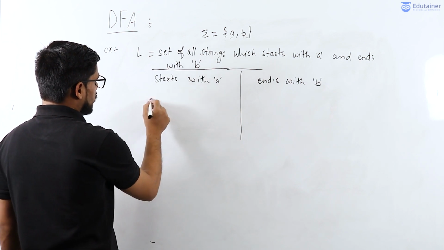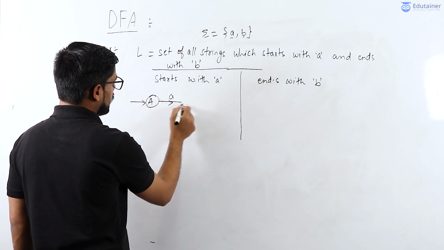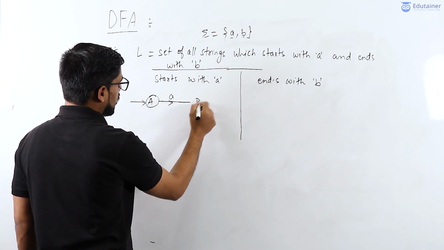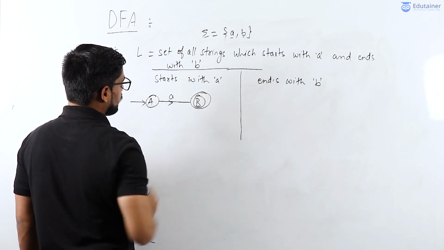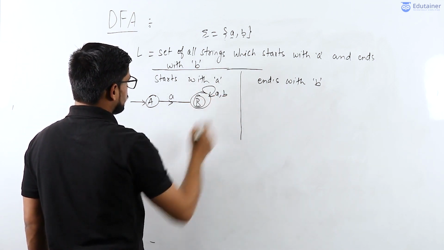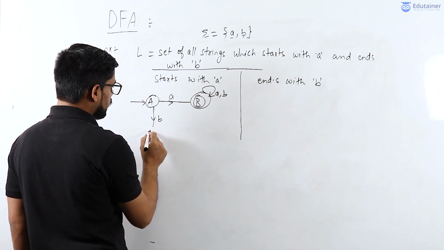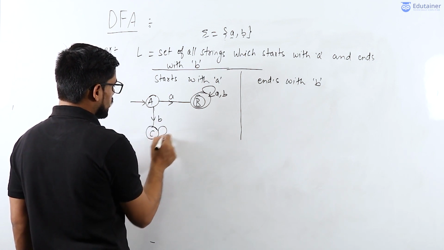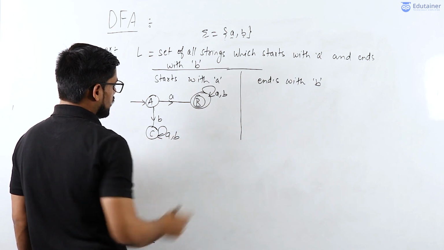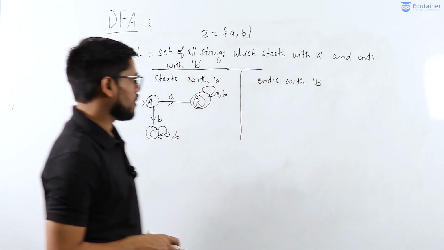So for starts with A, the state will be capital A. If I see A, then I will go to state capital B, and it is the final state. Okay, and I will accept any number of A's or B's. And if I see a B, then I will reject the string and go to state capital C, and on capital C I will take any number of A's or B's, it doesn't matter.